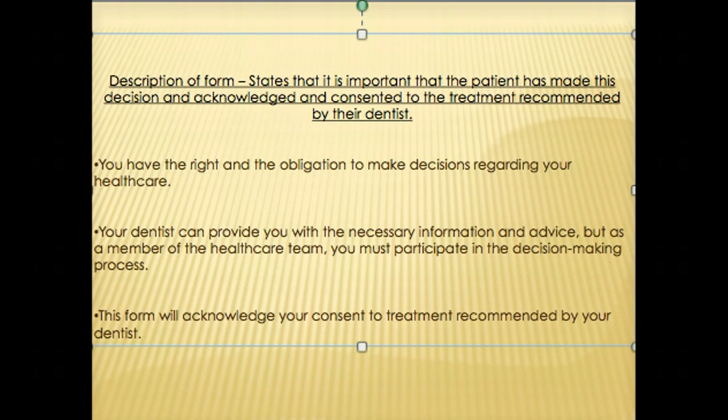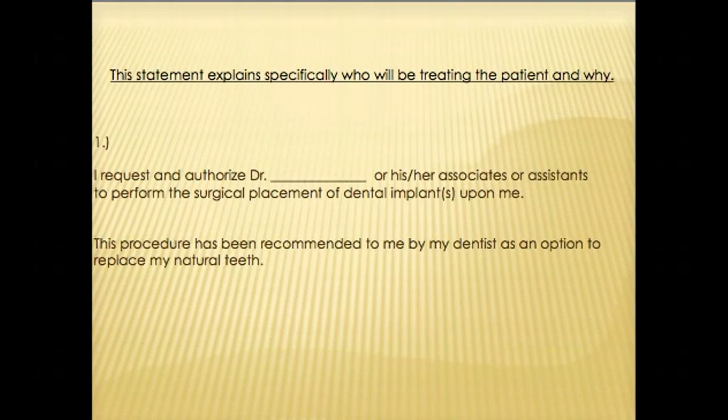It should state that the patient has the right and the obligation to make his or her decisions regarding their own health care. It should also state that the dentist has provided them with the necessary information and advice, but as a member of the healthcare team, you must also, as the patient, be a very active participant in the decision-making process. This form will also acknowledge the patient's consent to the treatment that has been recommended by the dentist.